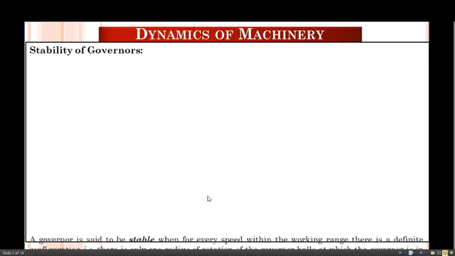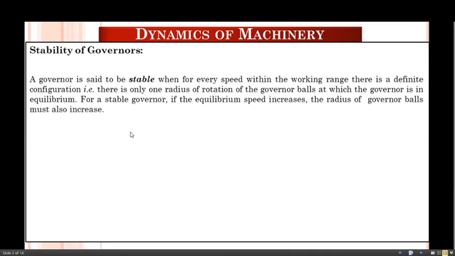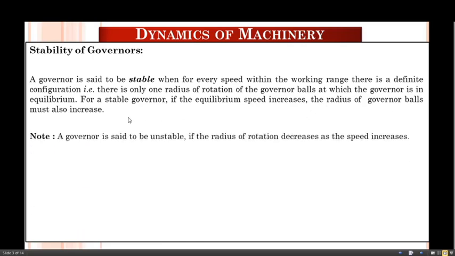Then stability of governors. A governor is said to be stable when for every speed within the working range there is a definite configuration. That is, there is only one radius of rotation of the governor balls at which the governor is in equilibrium. For a stable governor, if the equilibrium speed increases, the radius of the governor balls must also increase. A governor is said to be unstable if the radius of rotation decreases as the speed increases.